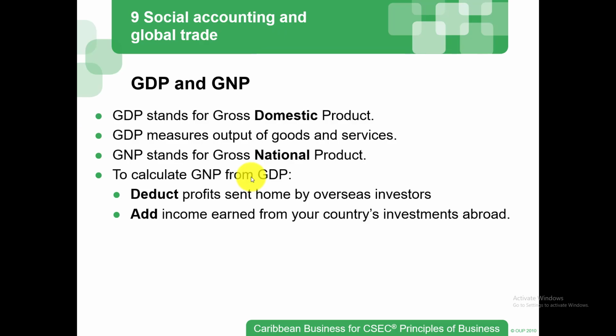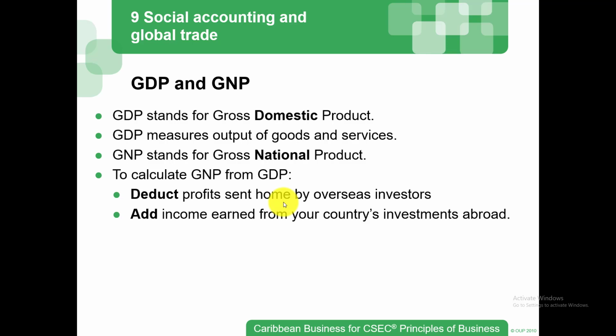GDP and GNP. What is GDP? What is GNP? GDP stands for gross domestic product. GDP measures output of goods and services. GNP stands for gross national product. To calculate GNP from GDP, you deduct profits sent home by overseas investors and you add income earned from your country's investments abroad. So let's just break down all of these right now.